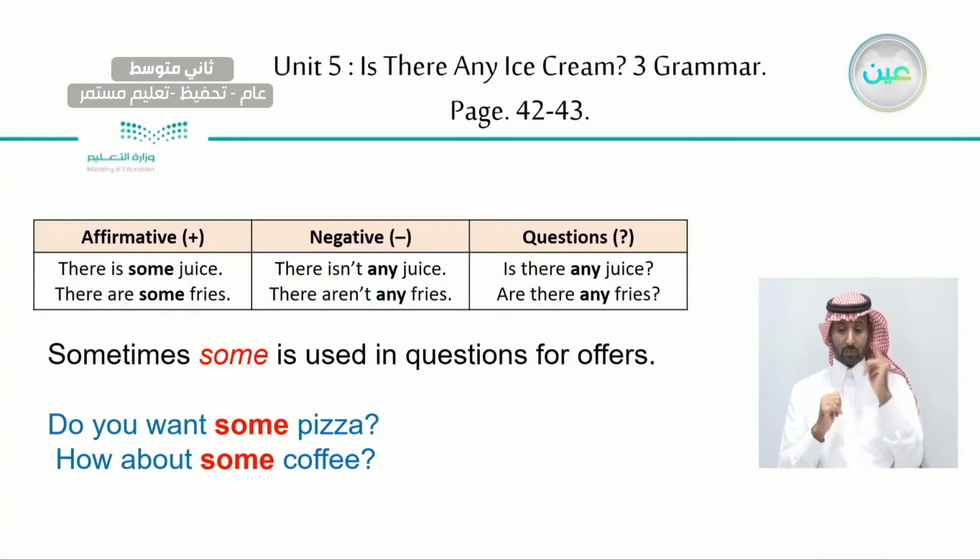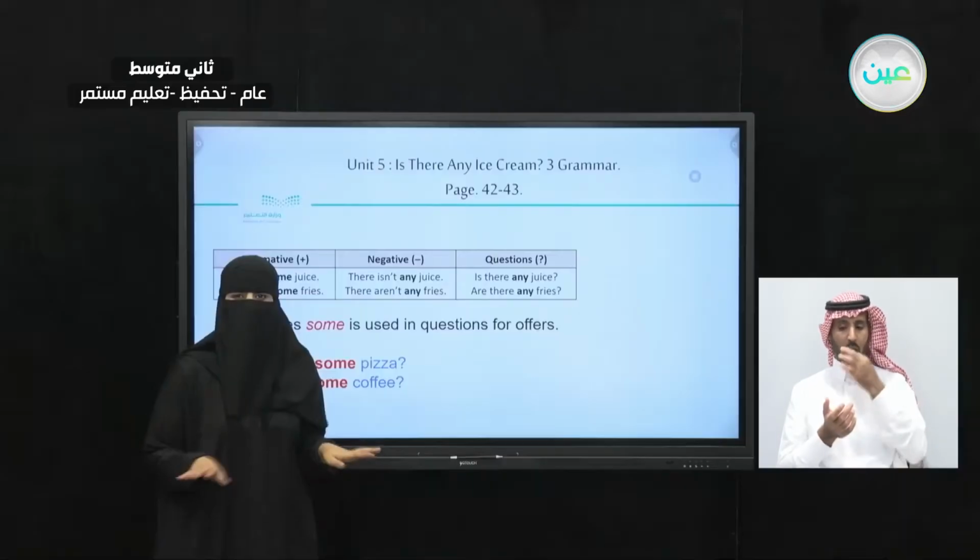There isn't any juice. And here, there aren't any fries. Let's take a look. We have isn't for is not: there is not any juice. And there are not any fries.